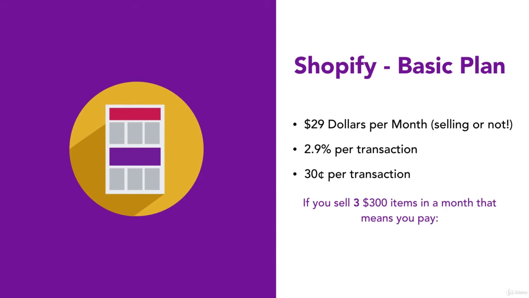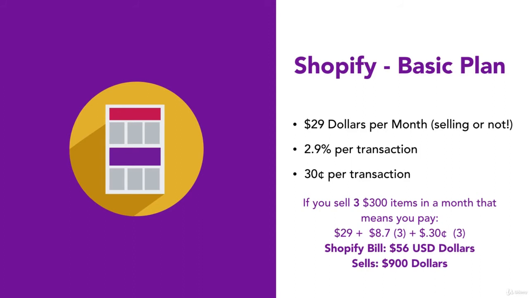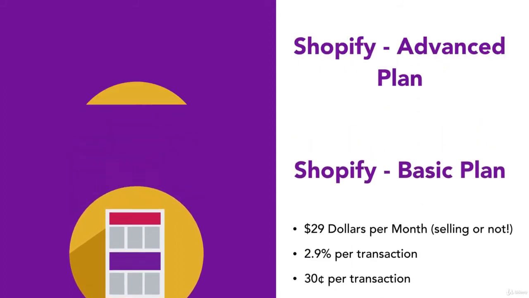So let's say that you are selling three $300 items in a month. That means that you have to pay the $29. Also, you have to pay $8.70, but you have to pay this 3 times because you made 3 transactions. And also you have to pay 30 cents 3 times because you made 3 transactions. So your Shopify bill goes from $29 to $66 in a month, and your sales are around $900.